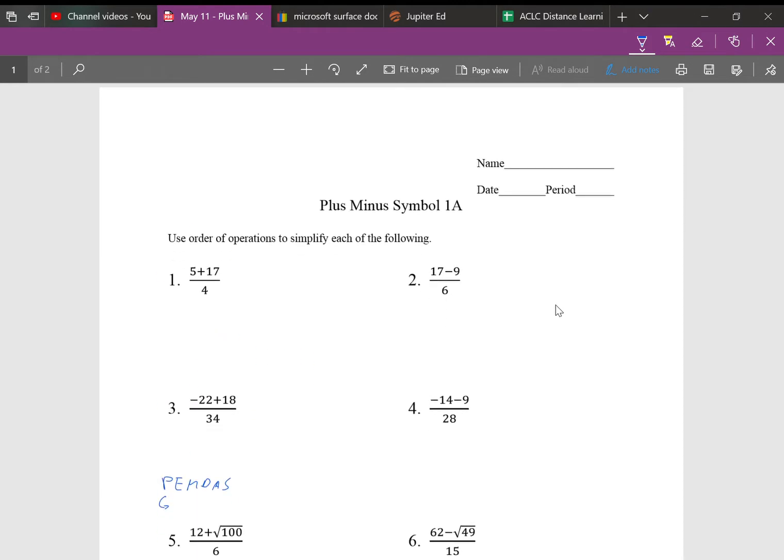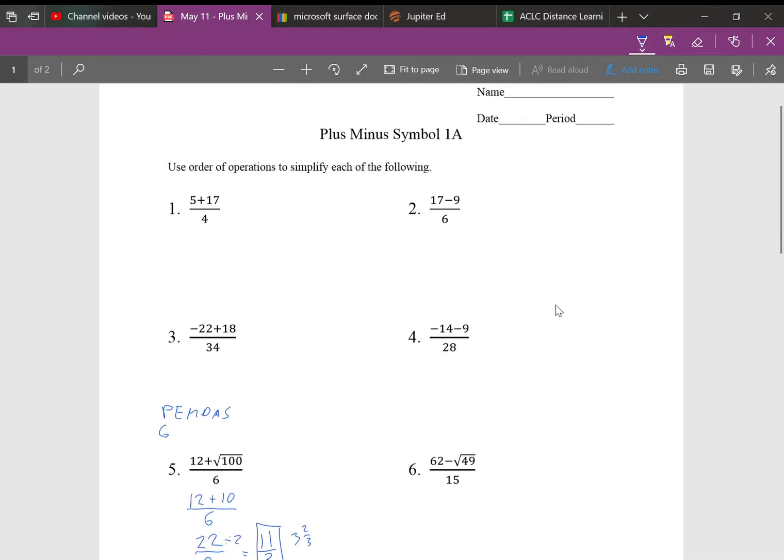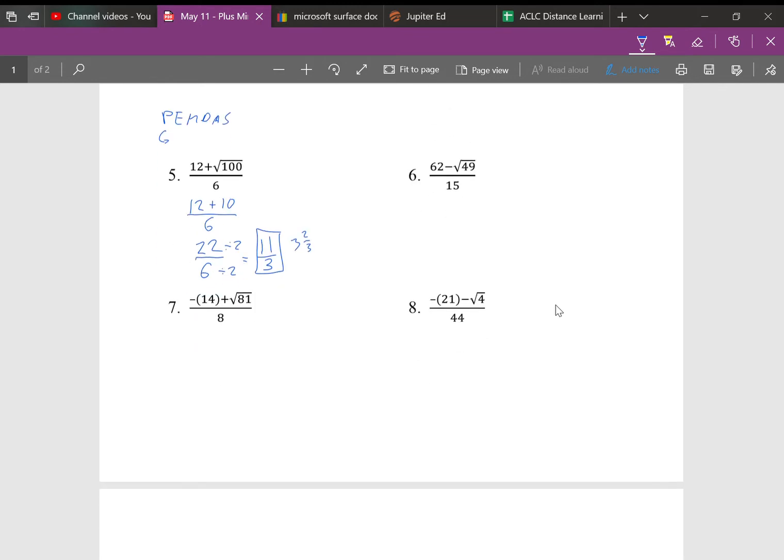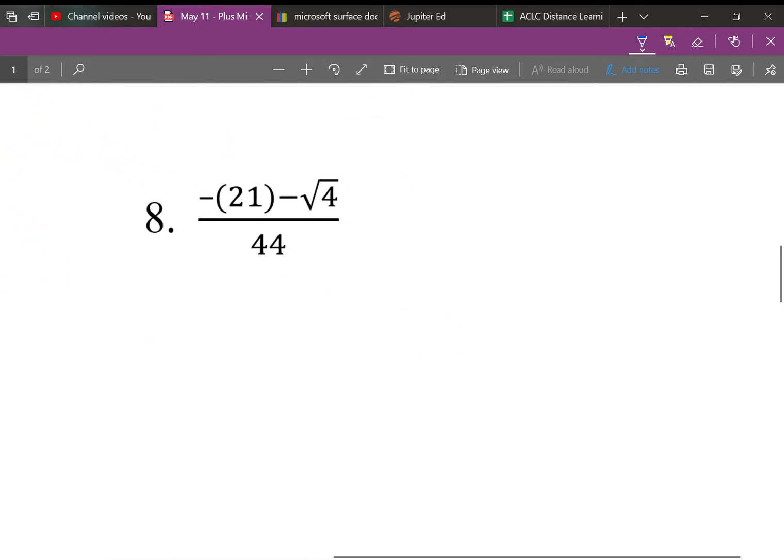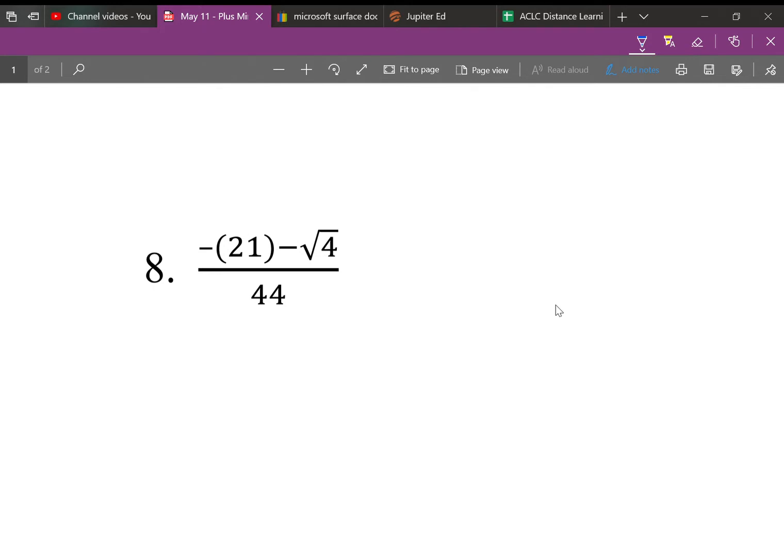We are still on plus minus symbol 1a, and I'm going to go ahead and look at number 8 next. Not too much different from number 5, but let's check it out anyway. Remember, order of operations are in play here. What are those? PEMDAS. Let me use a G instead of the P, depending on where you went to school.